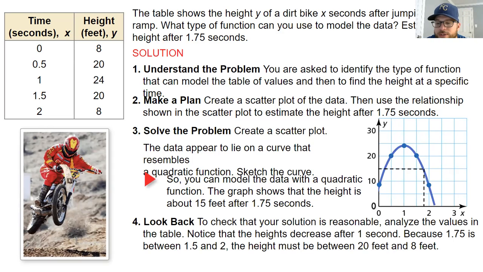So let's check the solution to see if it's reasonable and analyze our values in the table. We're looking at something between 1.5 and 2 on our seconds. It looks like it's increasing from 8 up to 24, and then after 24, it goes back down. So our value should be somewhere between 8 and 20, and guess what? It is. 15 is between 20 and 8. So that would make sense, since it is descending at 1.75 seconds.